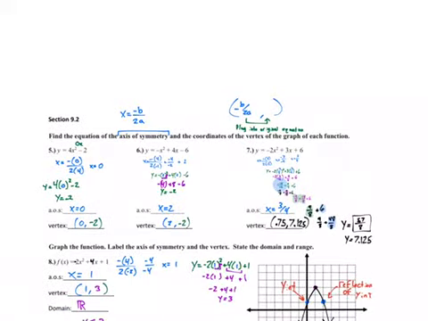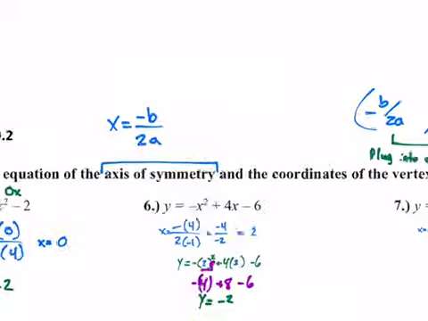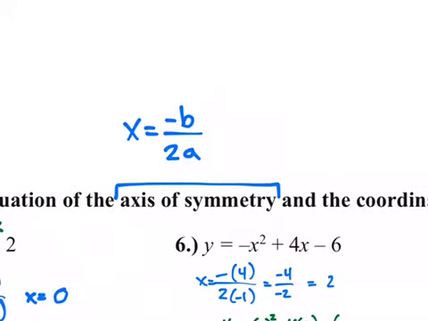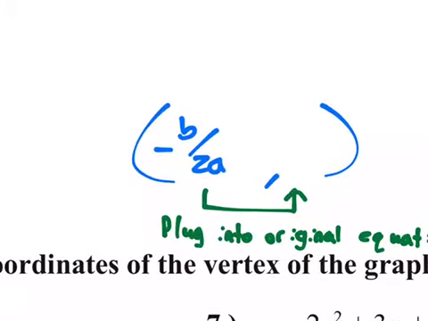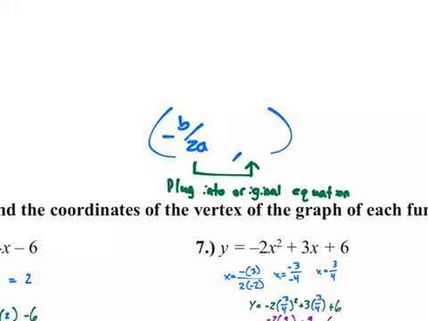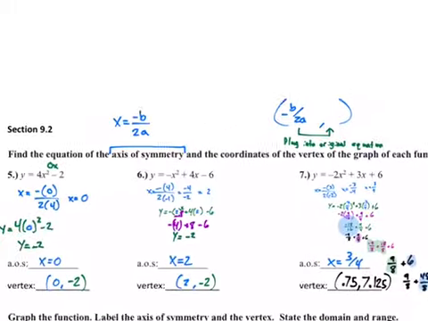Alright, so this one wants us to find the equation of the axis of symmetry, which is just negative b over 2a, and the coordinate points of the vertex, which is negative b over 2a for the x, and then you take that value and plug it into the original equation to find the y value.